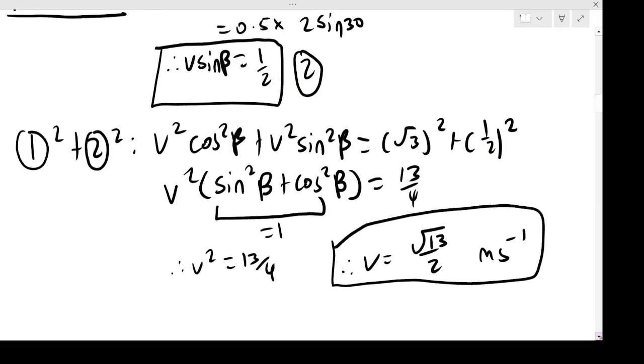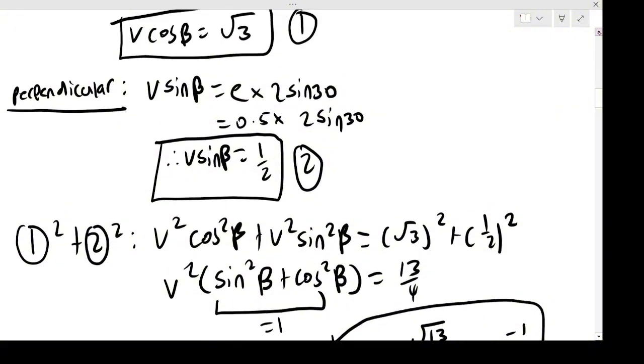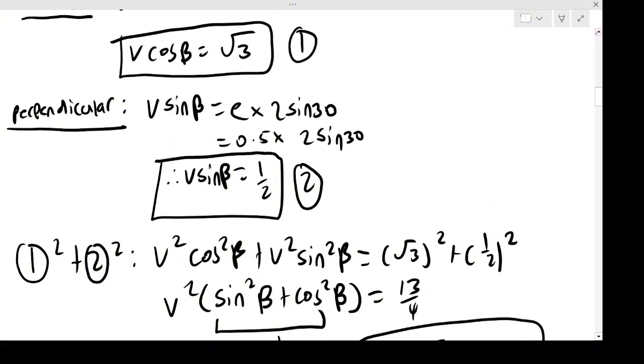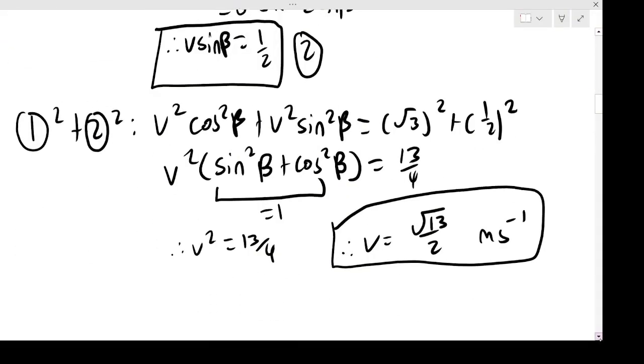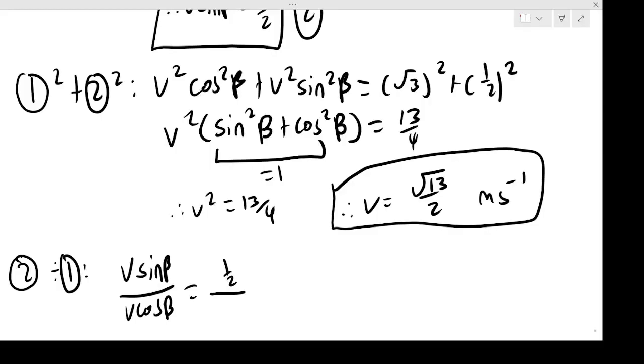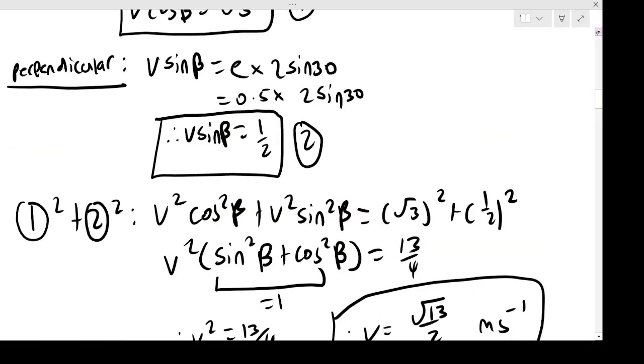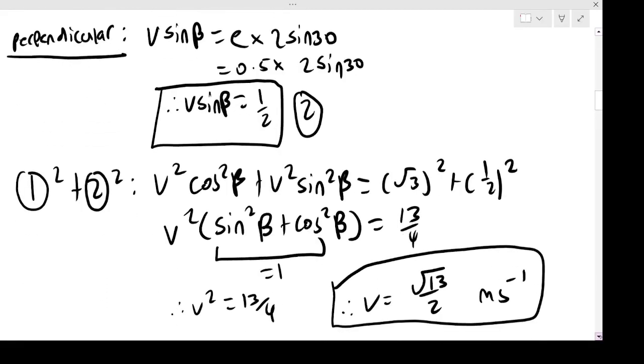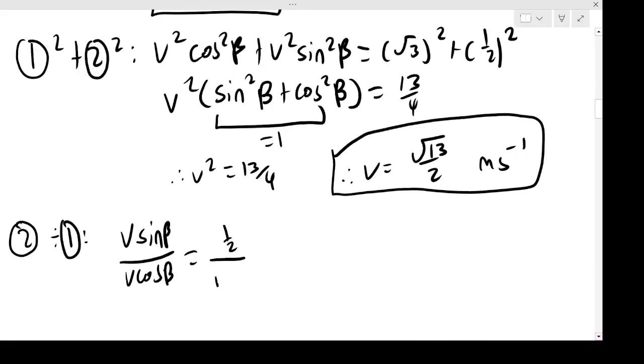Right, then I want to find the angle beta. Okay, so to do that, instead of squaring them, I'm going to divide them, right? Because hopefully you realise I can get tan. Specifically I'm going to do the second one divided by the first one, because as I mentioned, I'm going to get tan. So if I do v sine beta over v cos beta, that's going to be a half divided by root 3. I'm dividing the second equation by the first one, which will get me v sine beta over v cos beta is a half divided by root 3.